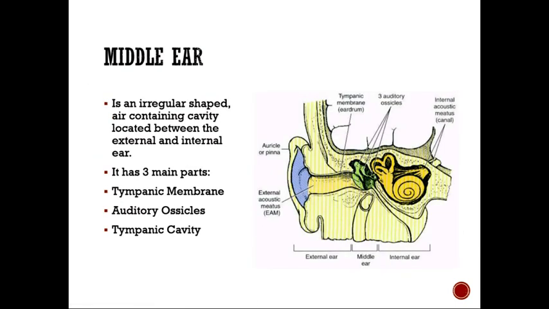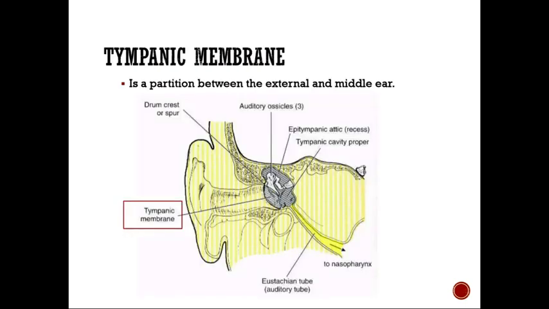The middle ear is irregular in shape. It has air-containing cavities located between the external and internal ear, and it consists of three parts: the tympanic membrane, the auditory ossicles, and the tympanic cavity. The tympanic membrane, outlined here in red, is the partition between the external and middle ear.